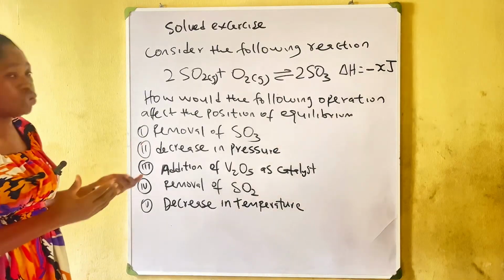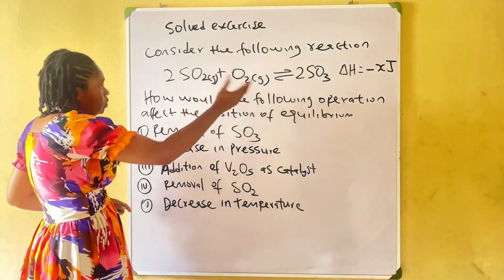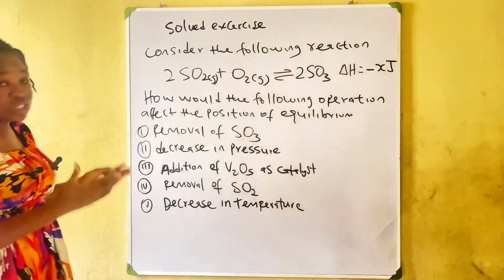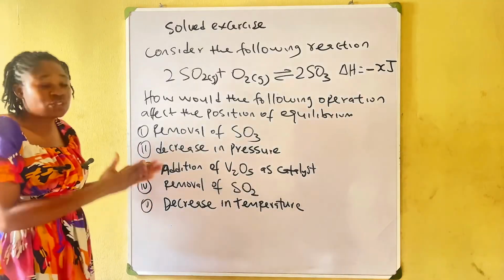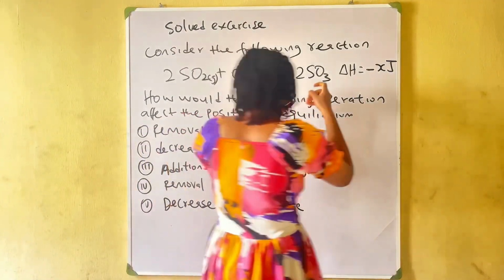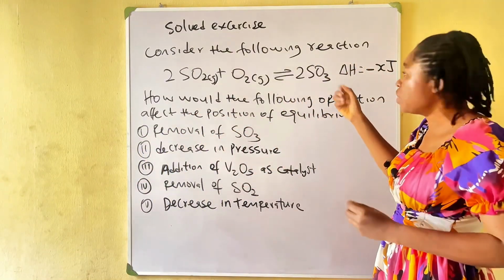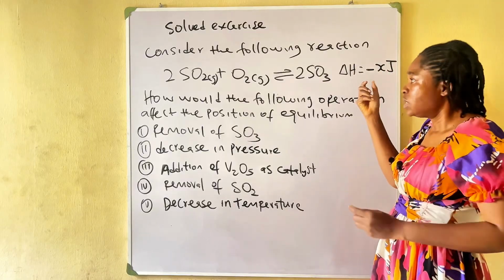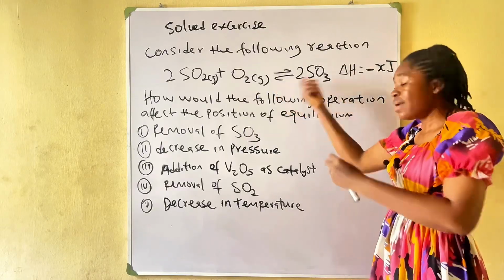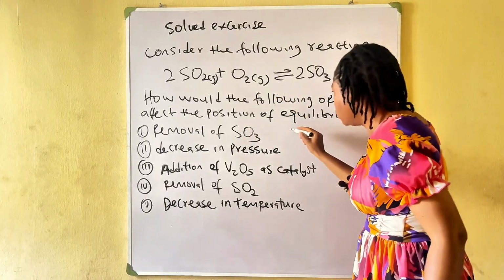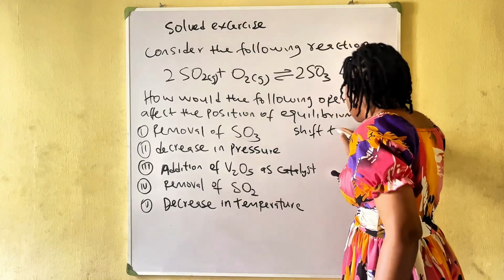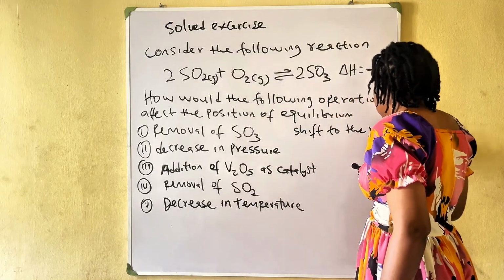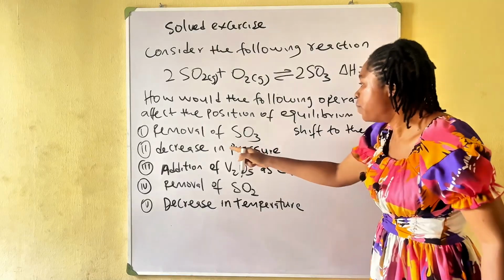Consider the following reaction. How would the following operations affect the position of equilibrium? Number one is removal of SO3. What happens when you remove the SO3 product? Equilibrium position is going to shift to the right. So what happens when the pressure is decreased?